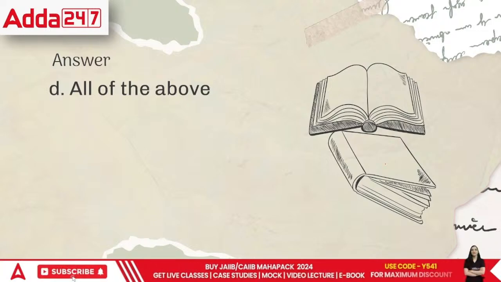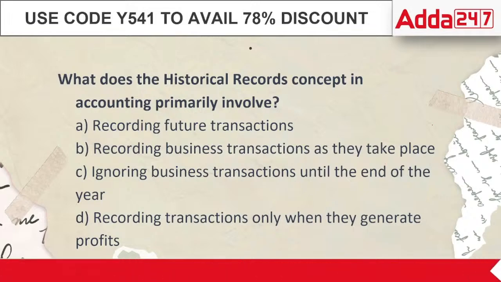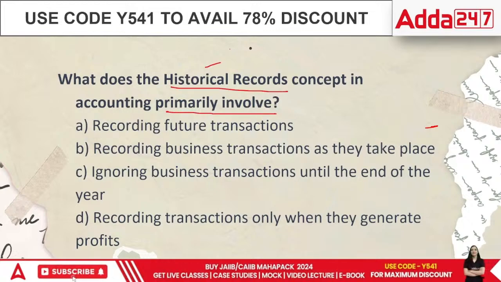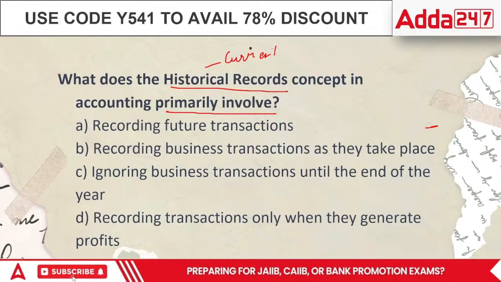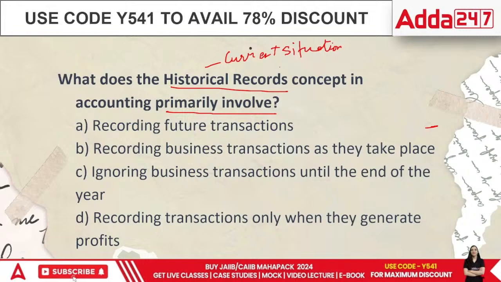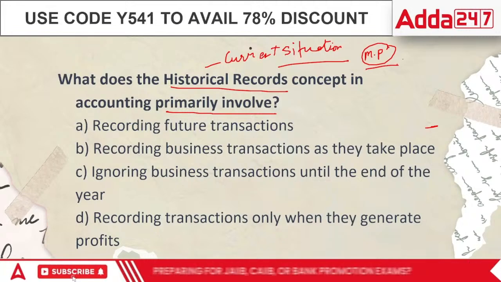Now let's look at the next point. What does the historical records concept of accounting primarily involve? The historical cost concept can be said as something like historical records. We do not record anything as per the current situation. When we are recording things as per the current situation, then it would be very costly because every single day the market price of things changes. So we cannot record the regular market price.